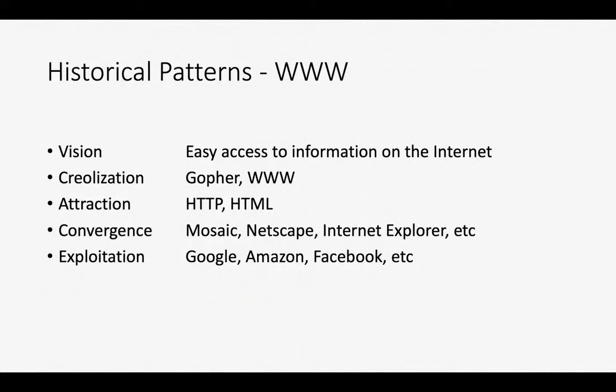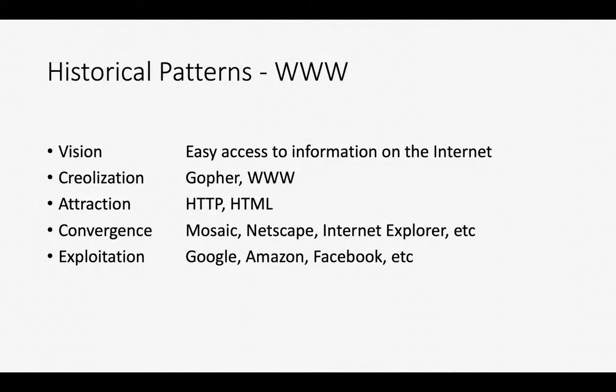So one more historical pattern here: the vision for the World Wide Web, easy access to information on the internet. You had some creolization with things like Gopher, WWW, and some other technologies. They were attracted by a protocol, again, HTTP. You saw convergence with various different browsers, and then the exploitation by all of the big names that we know today, such as Google and Amazon and such.